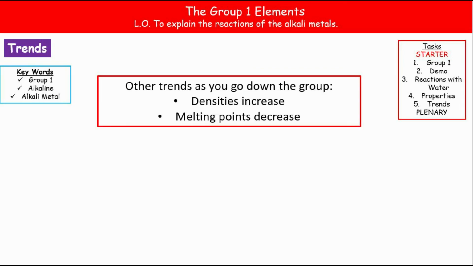The last things we need to know about the patterns that we find, or the trends, are that as we go down group 1, their densities will increase and their melting points will decrease. So just jot those 2 down and make sure you learn those other 2 trends.